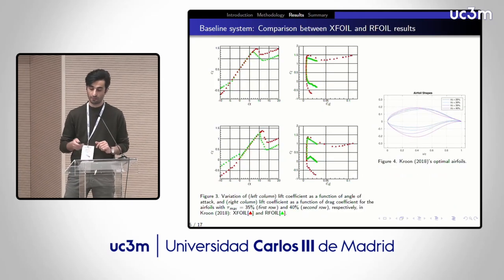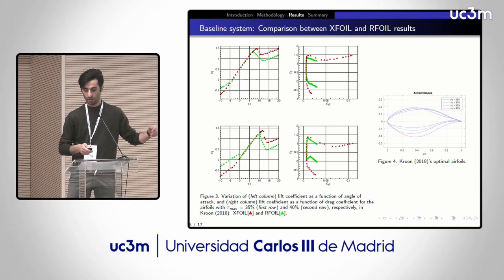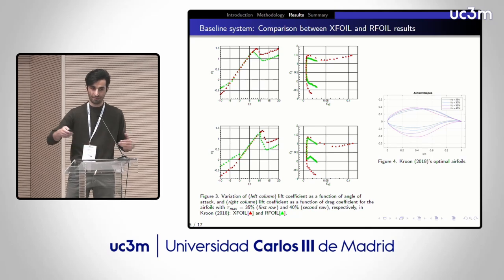So what we did was we looked at Kroon's study. We looked at their airfoils. We picked two, like 35%, 40% thickness airfoils, and we ran both X-foil and Airfoil. And as you see, the green and red, so green would be Airfoil results, and red would be X-foil results. And we found that for the linear range of CL alpha, where we do not expect any major flow separation, they agree and they are identical.